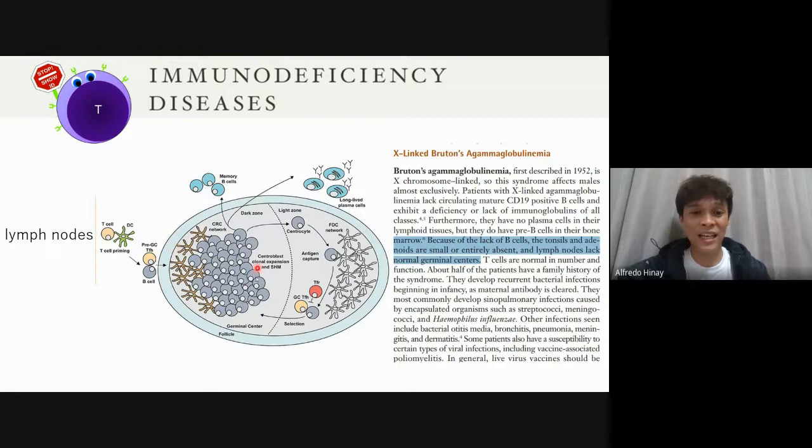'Di ba? Wala silang mature. So, anong nangyayari pag wala silang mature class? Eto, empty to. 'Di ba? So, every time that we encounter encapsulated organism in your secondary lymphoid organs, walang magpa-process. Okay? Walang mag-opsonize. So, walang kakain sa mga organism. Kaya, we are very prone to that certain organism.